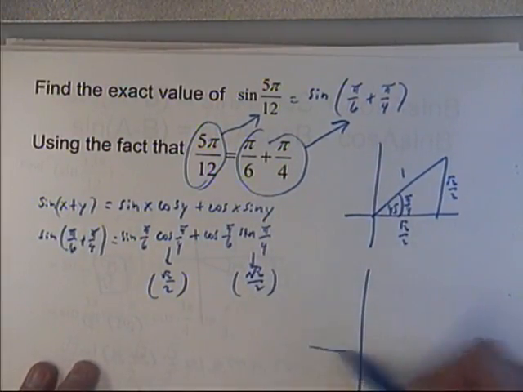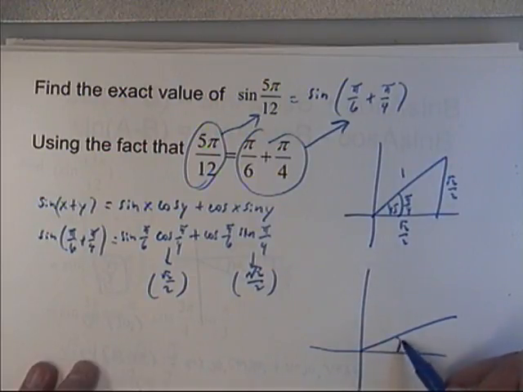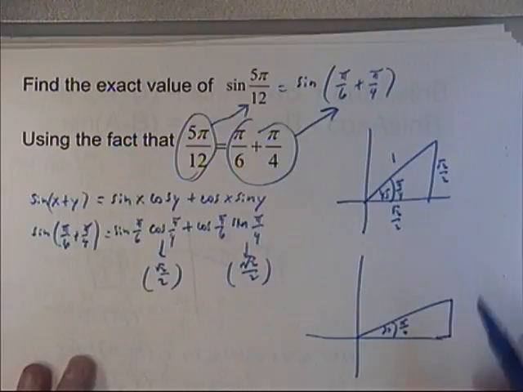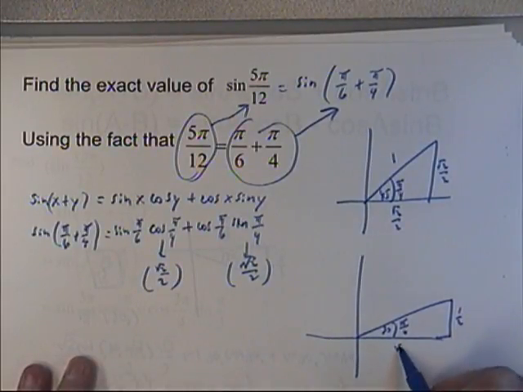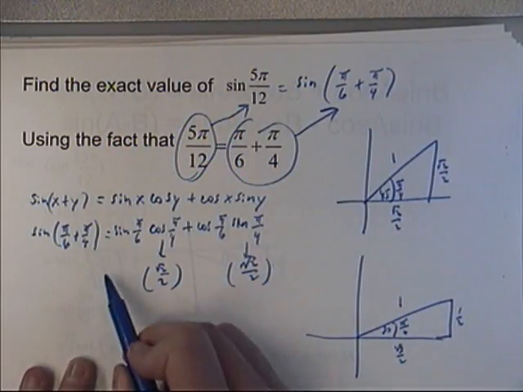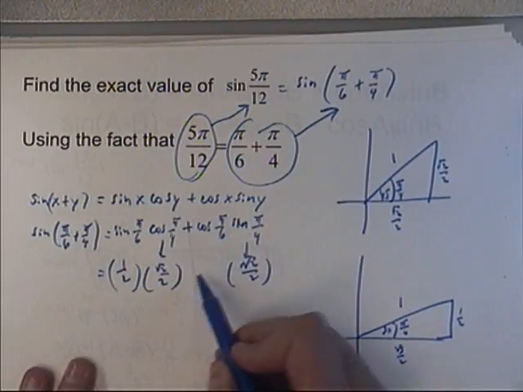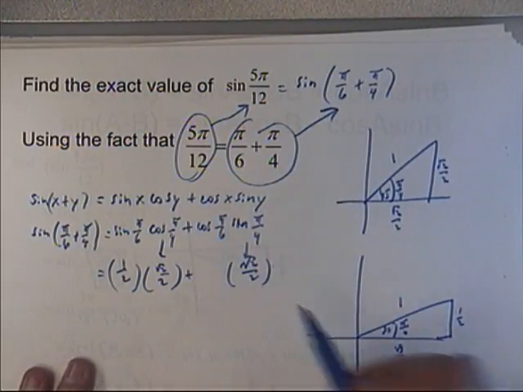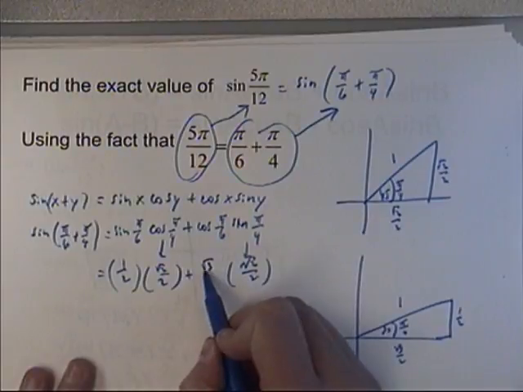And then pi over 6 is 30 degrees. And again in the first quadrant you would get 1/2 here, square root of 3 over 2 here, and 1. So the sine would be your vertical side, 1/2. The cosine would be your horizontal side, square root of 3 over 2.